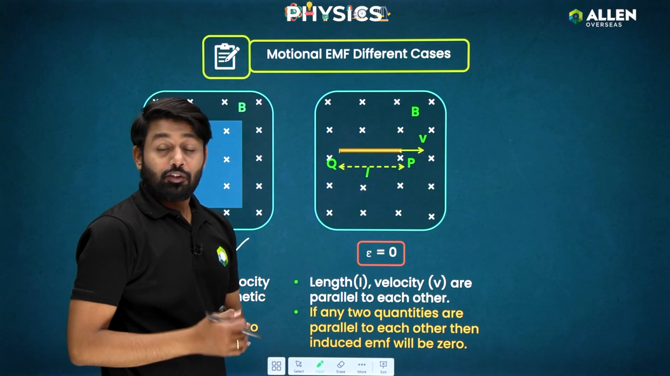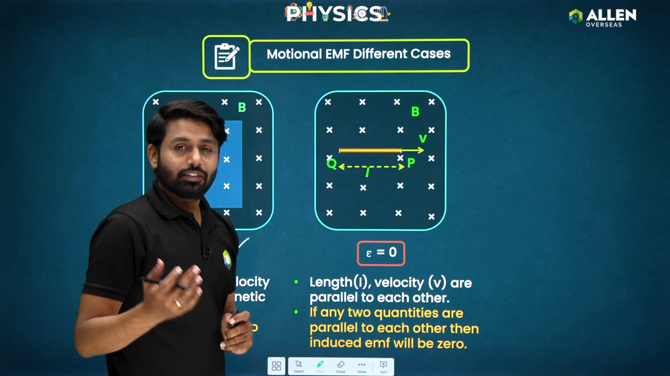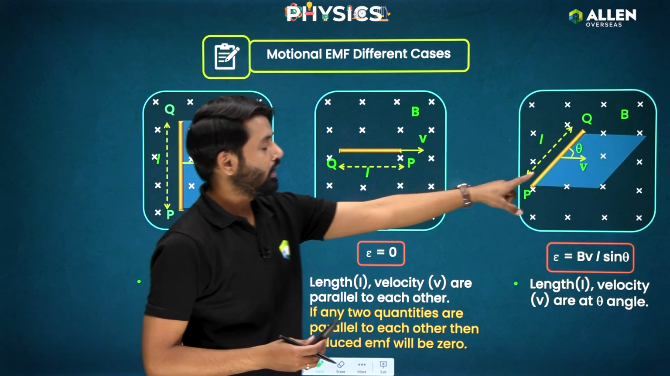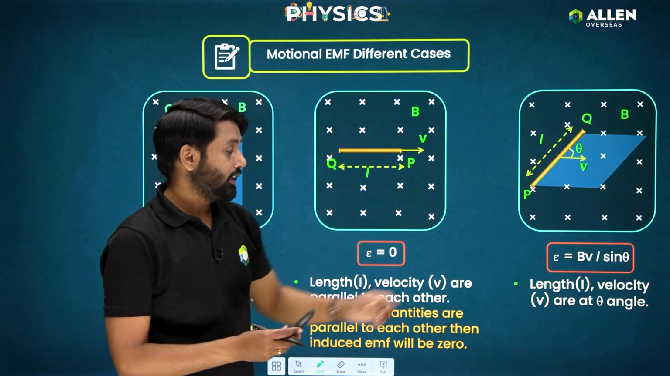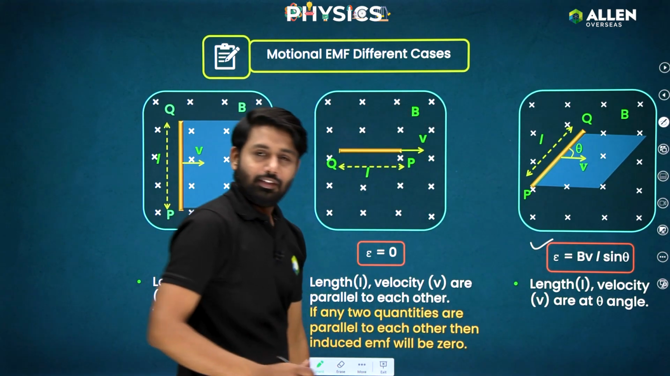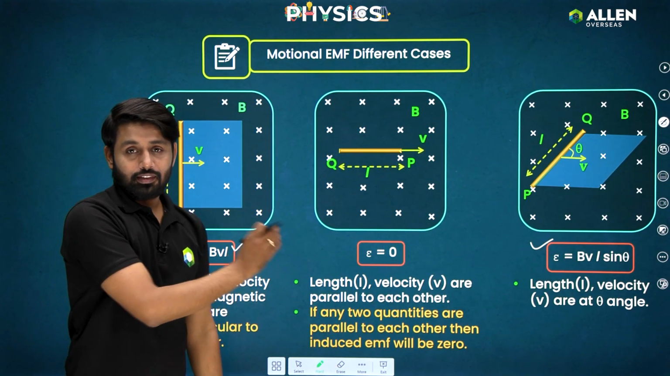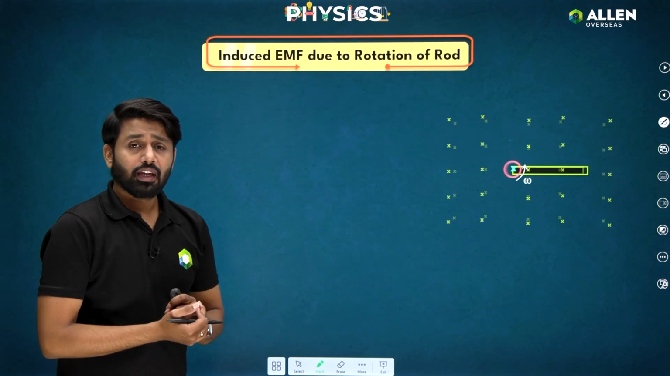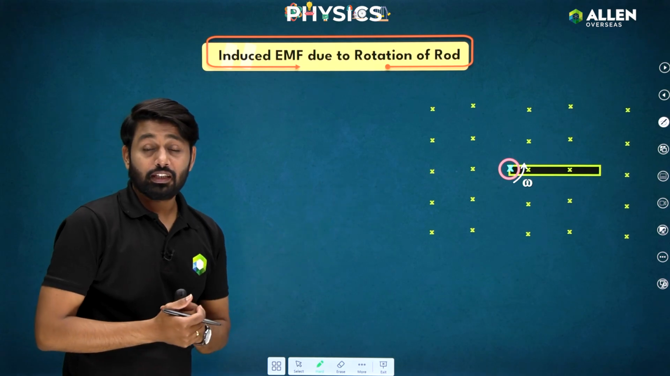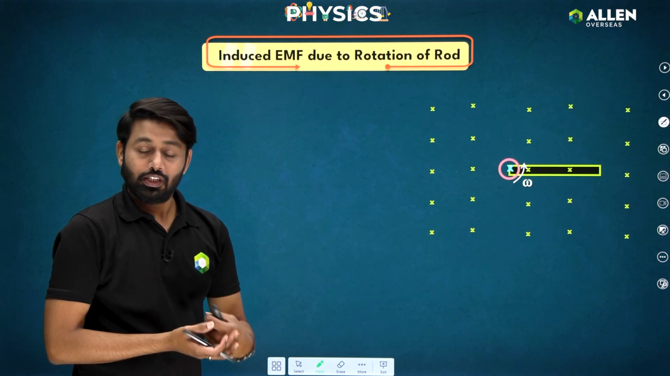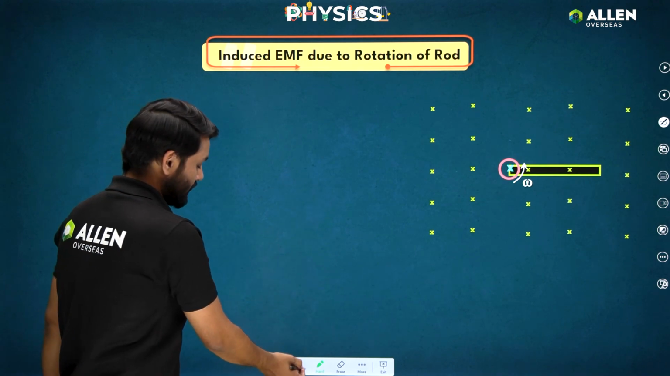Now, you can say, sir, if the rod is moving at any angle, in that case, how can we find induced EMF? So you can see here, this rod is moving at an angle theta. In that case, induced EMF is BVL sin theta. You have to remember all these cases. Is that clear, students? Now, next, if the rod is rotating in the uniform magnetic field, in that case, how can we find induced EMF? Okay, so let's solve this one.